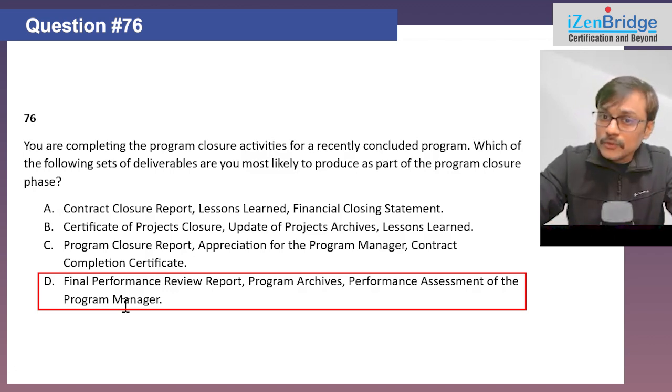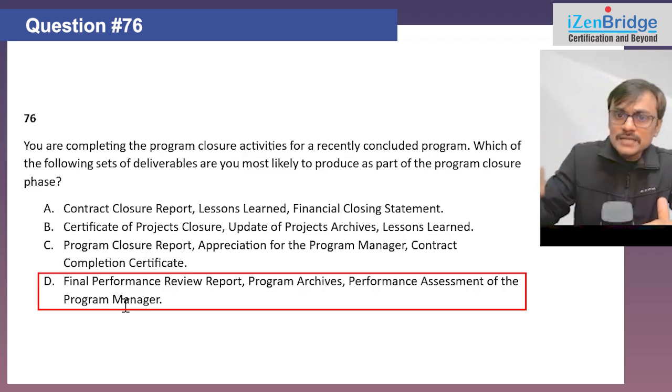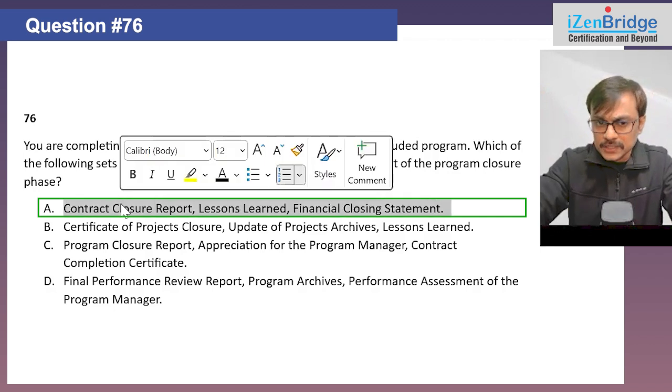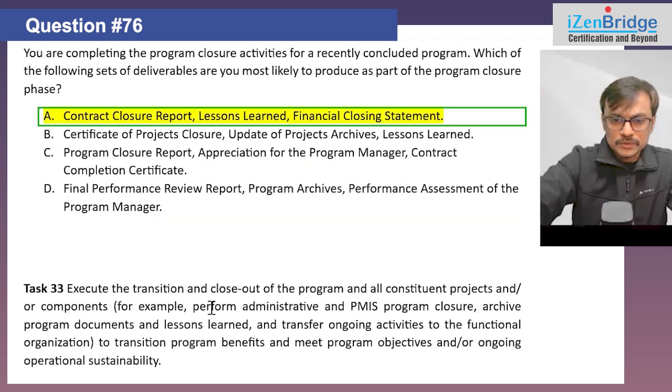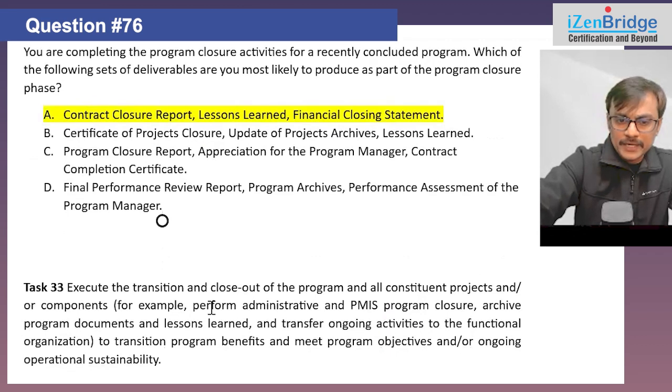There is a possibility some components may close as a part of the program only. But the idea is we can't say all components will be waiting till the program closure. So that way we can easily choose option A in this particular case. This one is also mapped to task 33. As we discussed, it is all about closing the program and its constituent components.